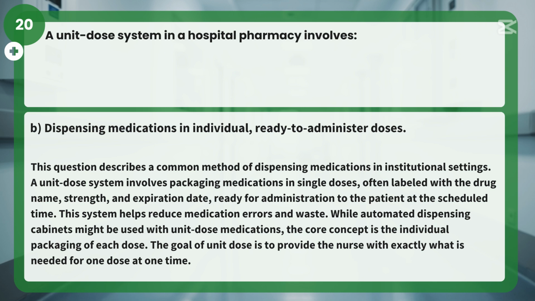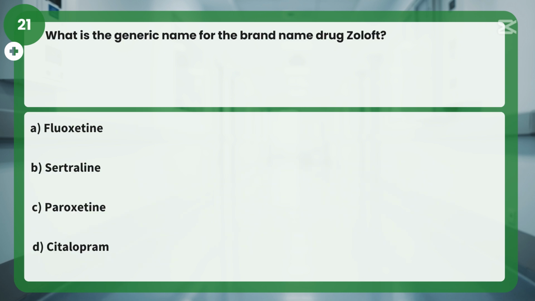This system helps reduce medication errors and waste. While automated dispensing cabinets might be used with unit dose medications, the core concept is the individual packaging of each dose. The goal of unit dose is to provide the nurse with exactly what is needed for one dose at one time. Question 21. What is the generic name for the brand name drug Zoloft?